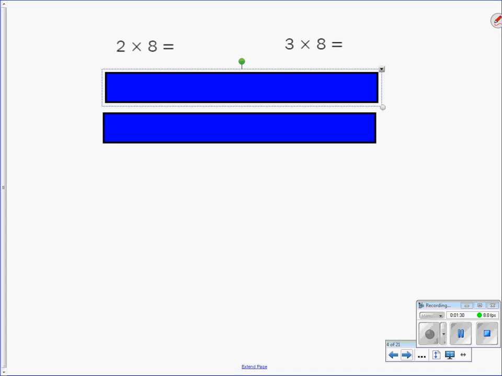2 times 8, double your second factor, which gives us 16. Here we had 2 groups. Now we have 3 groups of 8, so we're just going to add another group of 8. So 3 times 8 equals 24.